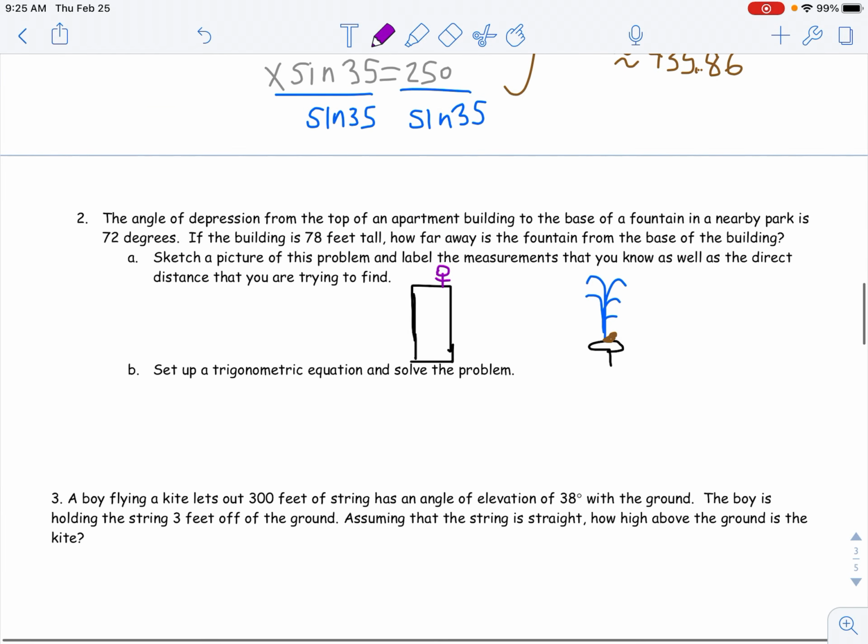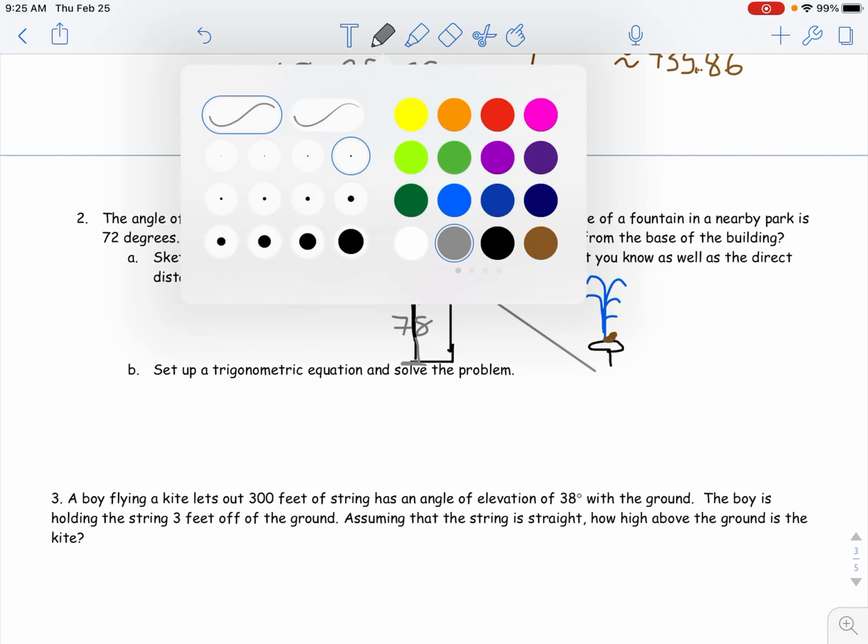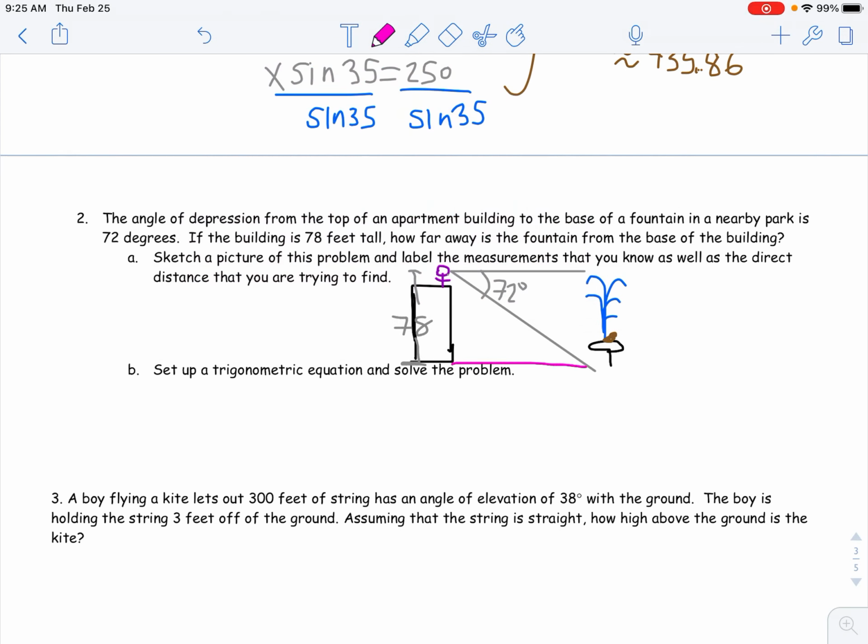So the angle of depression, remember, you always look straight out first and then down. So it's this angle right here. That's 72 degrees. If the building is 78 feet tall, so we'll just say 78. What do we need? We need this distance right here, saying how far away is from the fountain to the base of the building. This is what we're looking for.